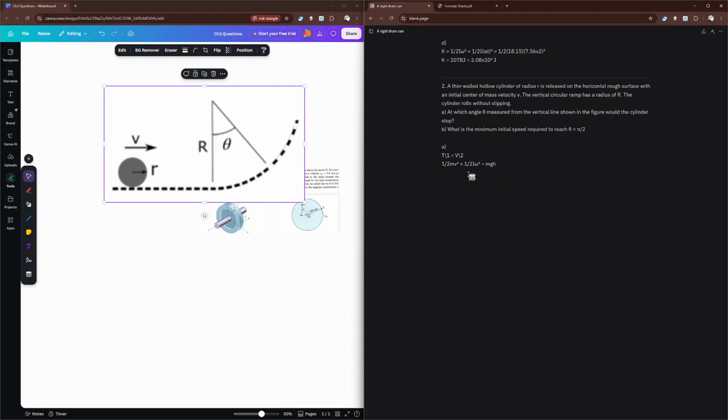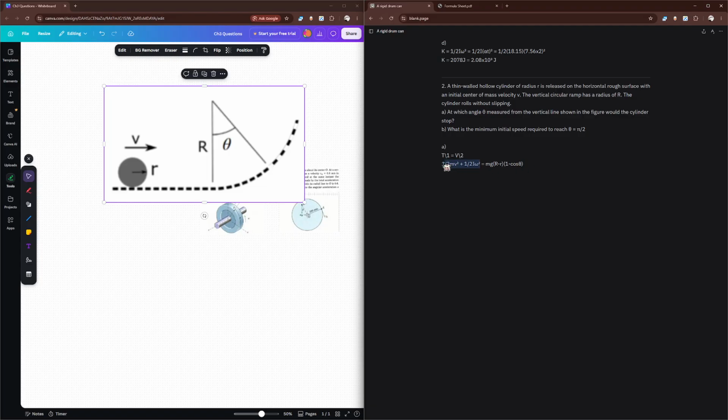But what is h, right? Well, h is just, as you can see, the height of the center of mass, and it's dependent on r. So h is just capital R minus r to the center. And we also need to factor in this cosine term, right? Using some trig, 1 minus cosine theta is how you get it.